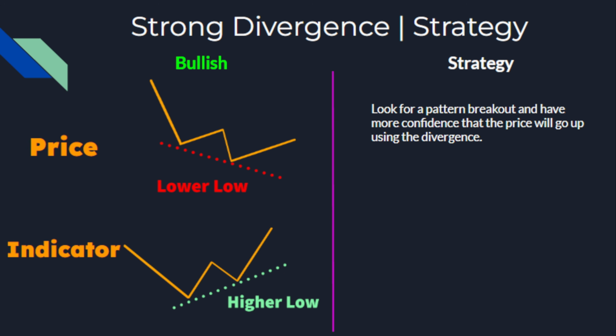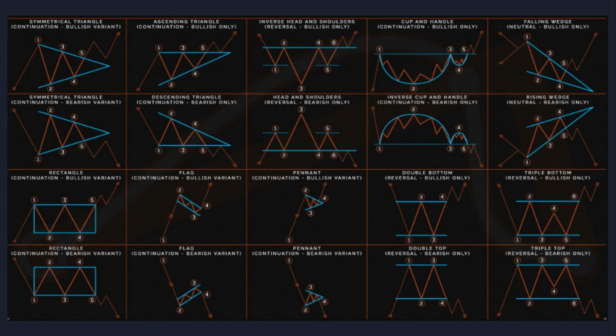Now, something that you guys need to understand here, whenever we do the strong divergences, I like to use all of these divergences with patterns. There are so many patterns out there. Just look at this list. There's about 20 right here. I like to use them in conjunction with these patterns. I don't necessarily just trade off of the divergences. I don't really recommend that personally.